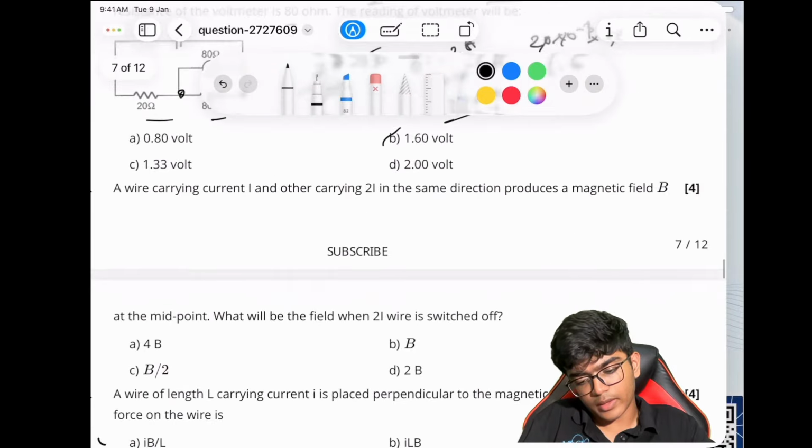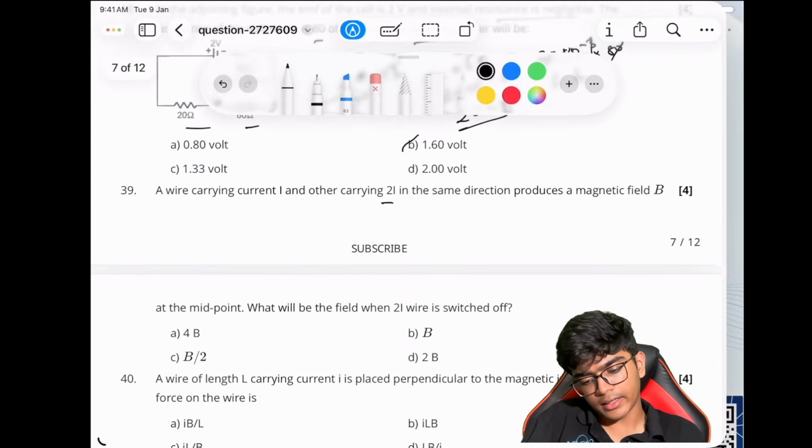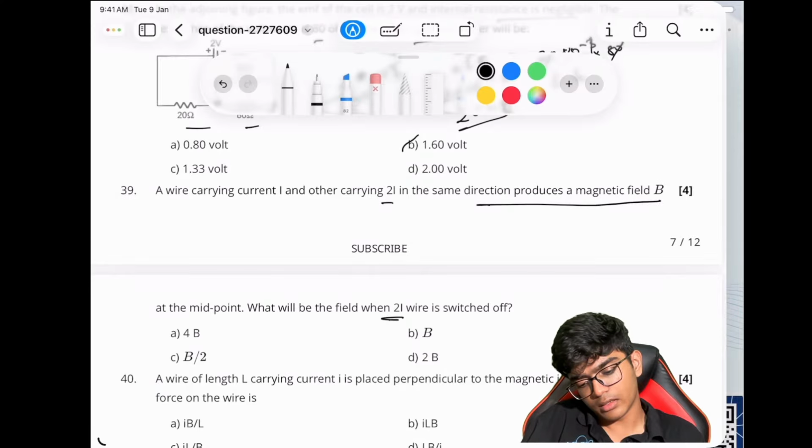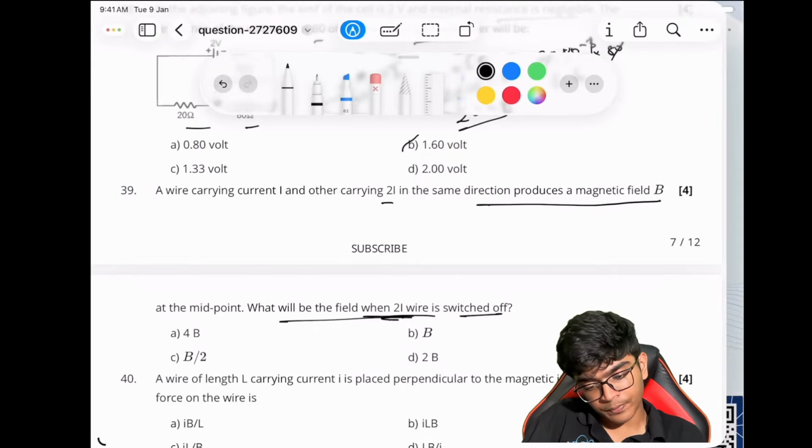Okay, a wire carrying current I, another carrying 2I in the same direction, produces a magnetic field at the midpoint. What will be the field when the 2I current is switched off? Okay, magnetic field. The currents go in the same direction like this. This will produce a field like this? This will go inward.